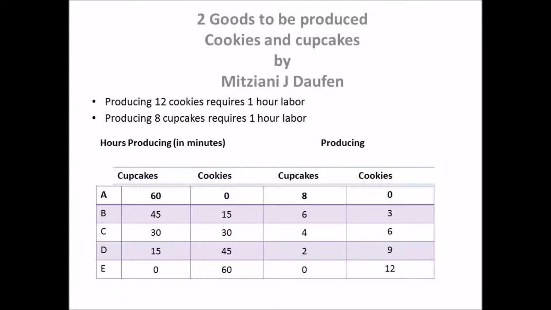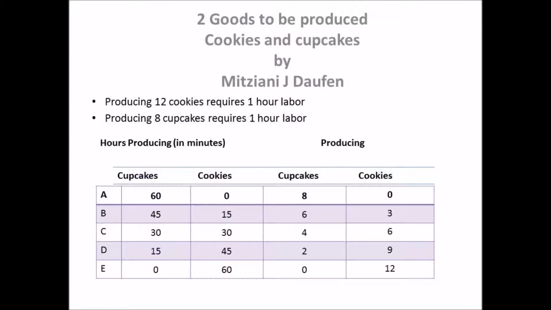And this table that I have created for you shows the first production in an hour. The first two columns are in minutes, hours in producing, which is divided in 15-minute increments, on how many cookies and cupcakes are made. And the last two columns are the actual production of the two goods. So for letter A, 60 minutes will produce 8 cupcakes. B, 45 minutes, 6 cupcakes. C, 30 minutes, 4 cupcakes. D, 15 minutes, 2 cupcakes. And E, of course, without any hours will not produce cupcakes.